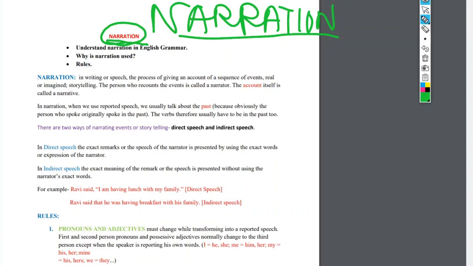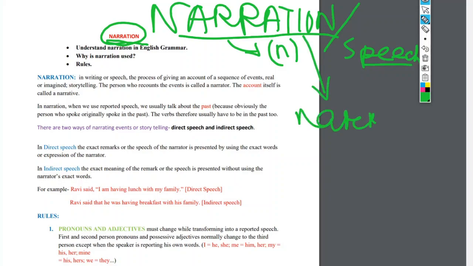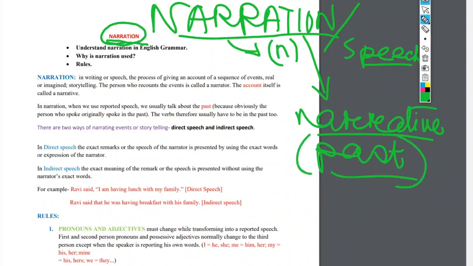My dear children, first let us see this word narration. The word narration is a noun. Another word for the same is speech. Speech, or narration particularly, is a narrative, and this is related to the time past.